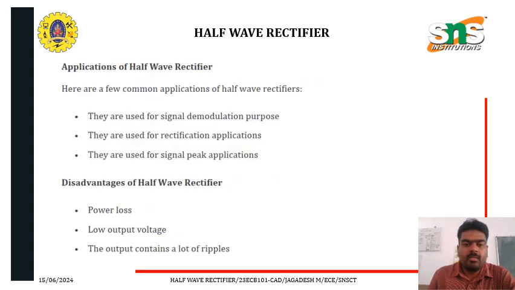When it comes to the applications of the half-wave rectifier, here are a few common applications: they are used for the signal demodulation process, for rectification applications, and for signal peak applications. And the drawbacks of half-wave rectifiers are power loss, low output voltage, and the output contains a lot of ripples.